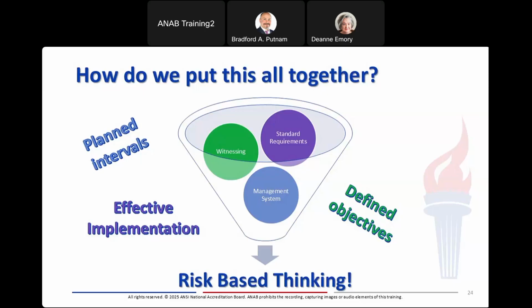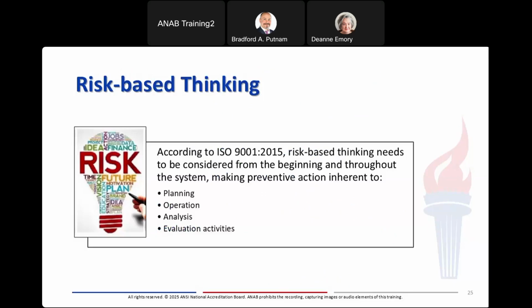So why do we want to use risk-based thinking? One of the best ways that I've seen it described was in a white paper published by ISO when ISO 9001:2015 was published. It said risk-based thinking needs to be considered from the beginning and throughout the system, making preventive action inherent to planning, operation, analysis, and evaluation activities. Here, ISO is discussing preventive action. Risk-based thinking is a proactive rather than reactive process to prevent or reduce undesired effects through early identification and action. So what are undesired effects? Well, examples would be nonconformances, customer complaints, poor implementation of a management system, out of control processes. These are all undesired effects within our laboratory.